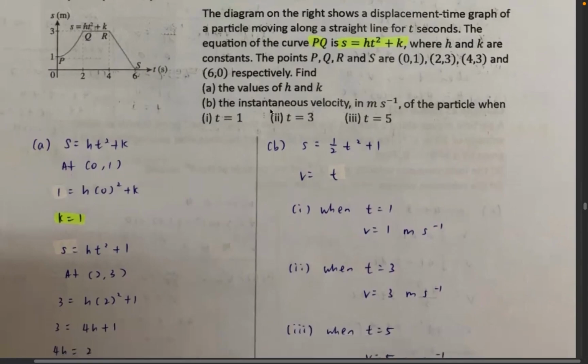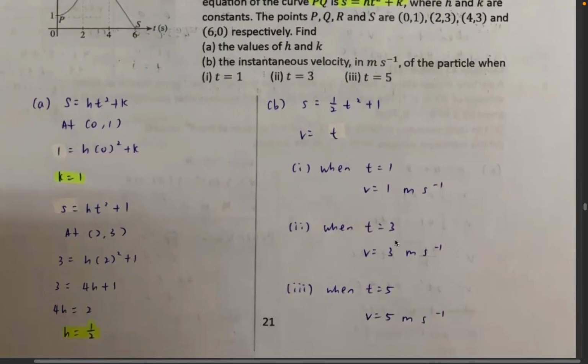Okay, let's check. Find the instantaneous velocity when t equals 1. When t equals 1, we have v equals 1. When t equals 3, we have v equals 3. When t equals 5, we have v equals 5. That's it.